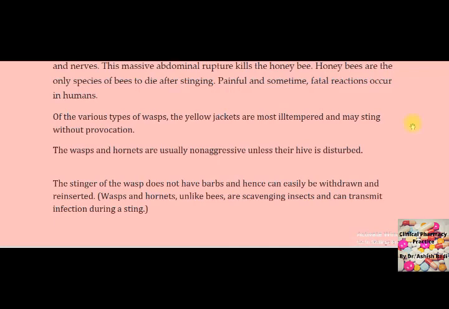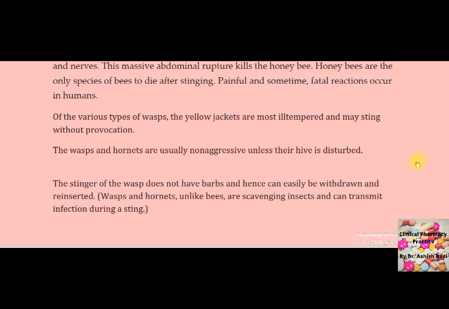The stinger of the wasp does not have barbs and hence can easily be withdrawn and reinserted. The problem of the honeybee with the stinger is not happening in the wasp, because the stinger of the wasp does not have barbs. The only thing you have to remember is that after stinging, the honeybee will die because of the attachment of that stinger, and this is not the case with the wasp. So a wasp cannot die after stinging its host.